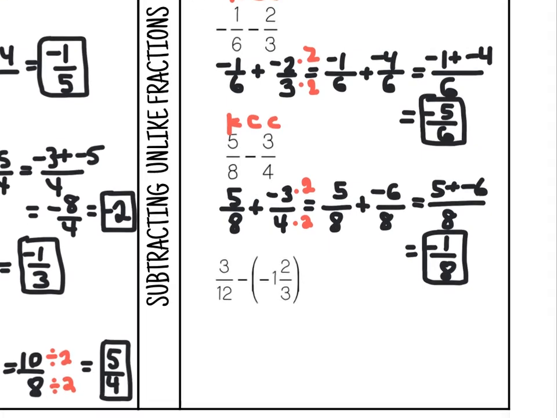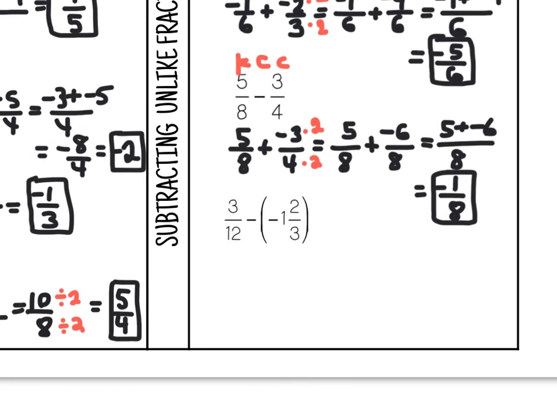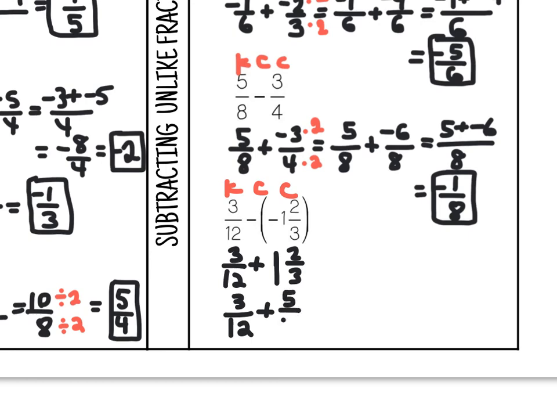Okay, last one. We have a mixed number. So what we're going to do first, actually, let's do keep, change, change first. Let's first do that so we don't forget. Okay, so keep, change, change. So our problem is going to be 3/12, plus, and then positive 1 2/3. Okay, so here it is. All right, now we can make the mixed number an improper fraction. So that's going to be 5/3.